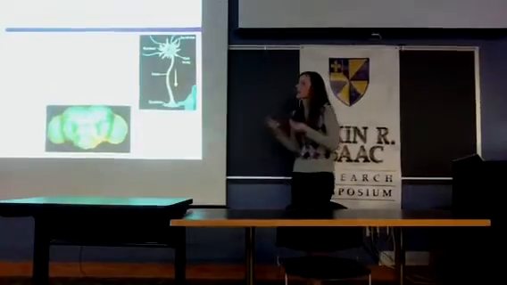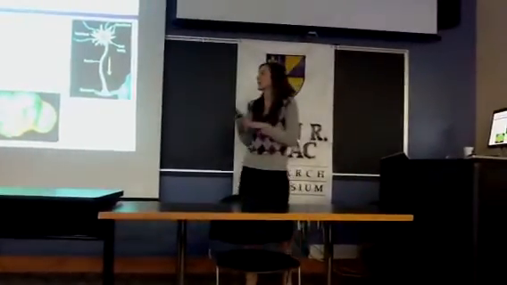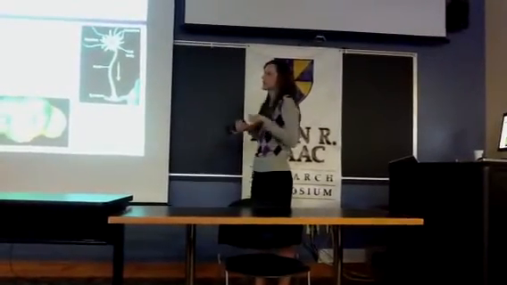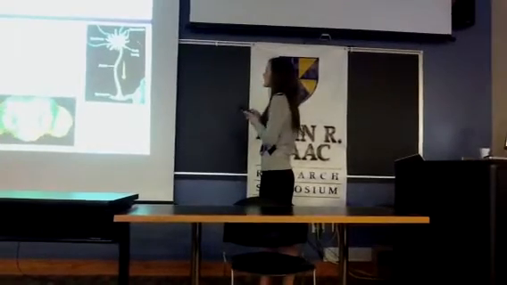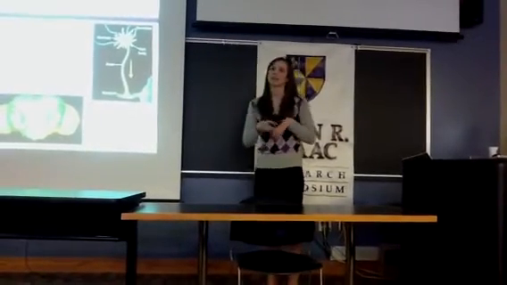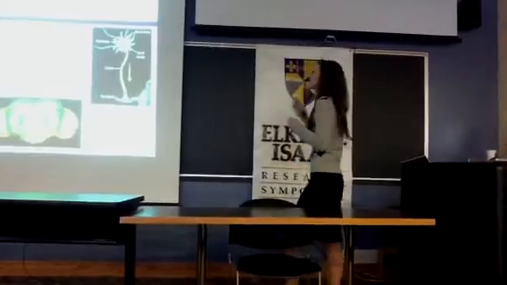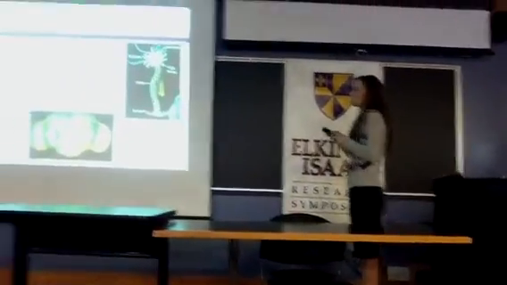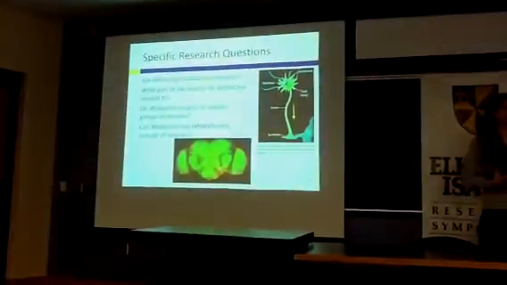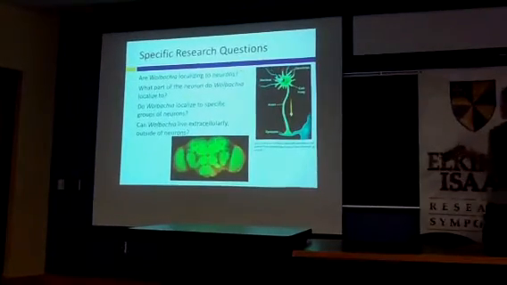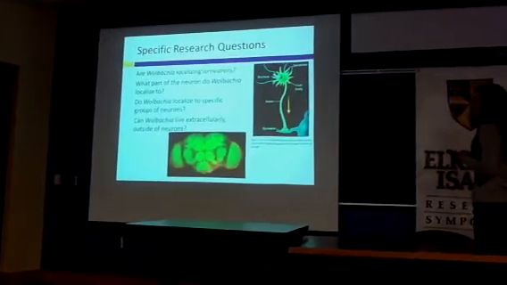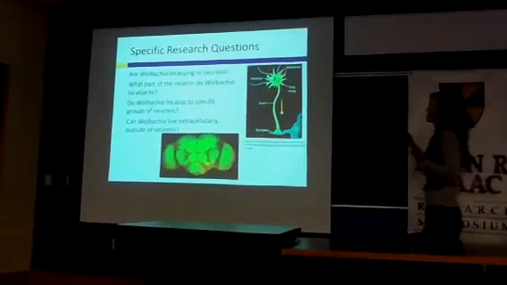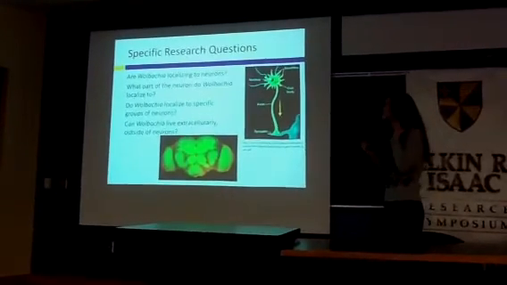And if we find out that they are localizing to neurons, then secondly, we want to know what part of the neuron do Wolbachia localize to. So I have pictured here just the basic structure of a neuron, and we want to know if Wolbachia are present in the cell body, which is where the host DNA is contained within the nucleus, or if Wolbachia are localizing to the axon. And this axon is involved in signaling within the brain.